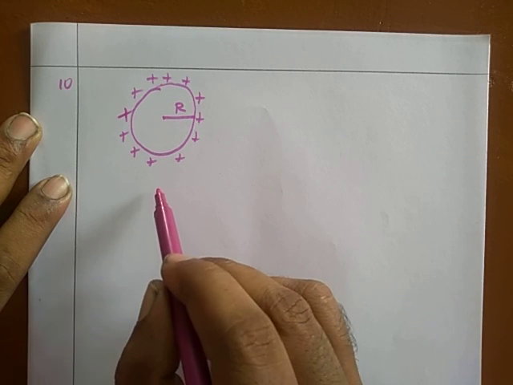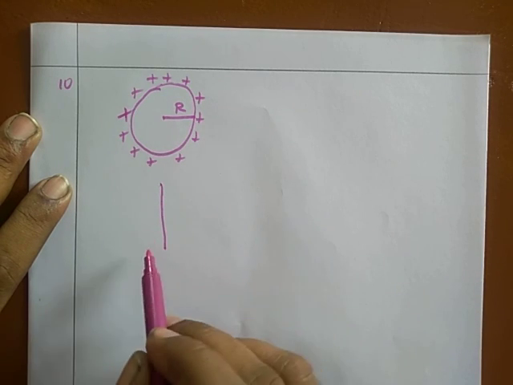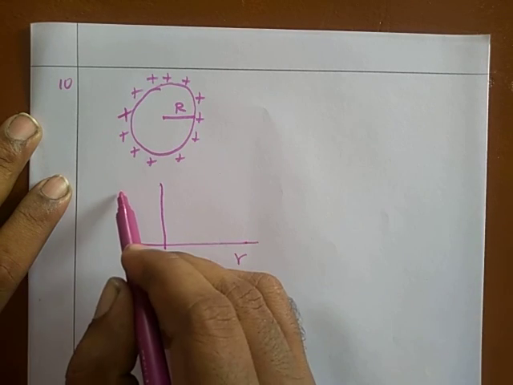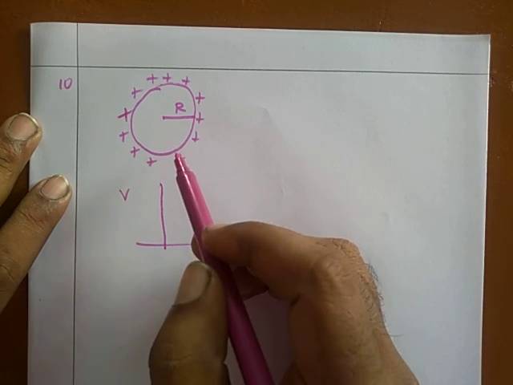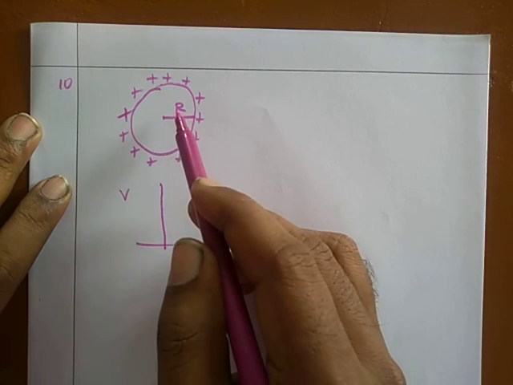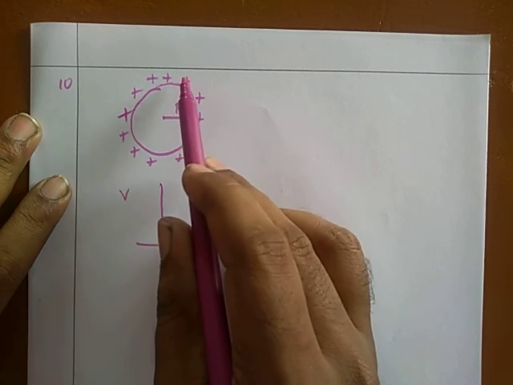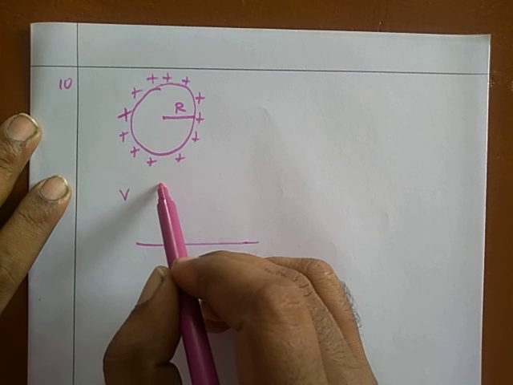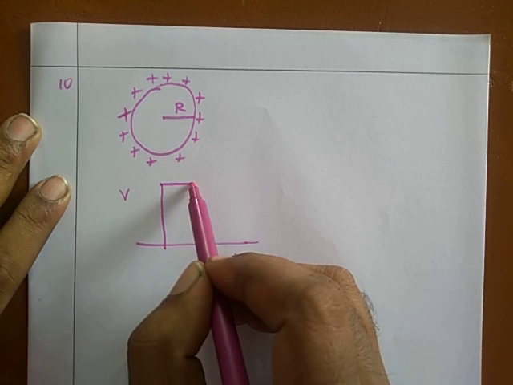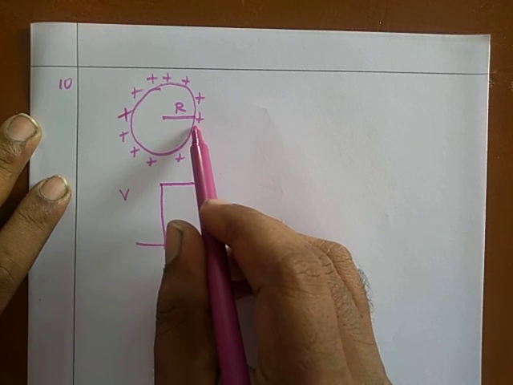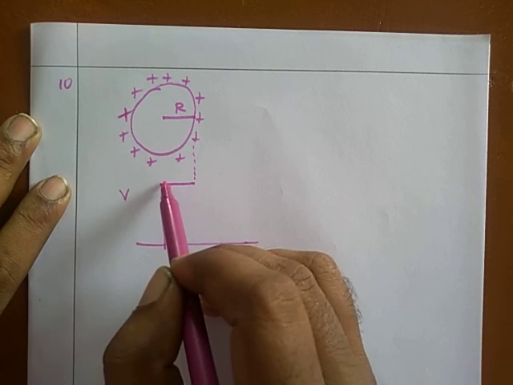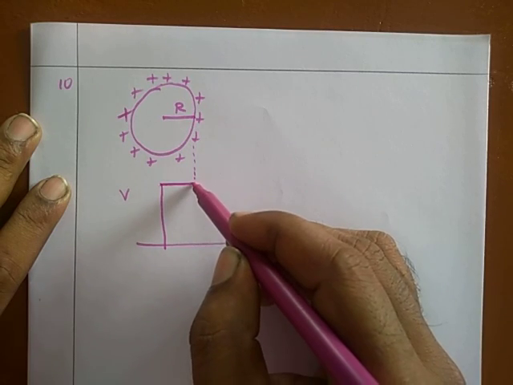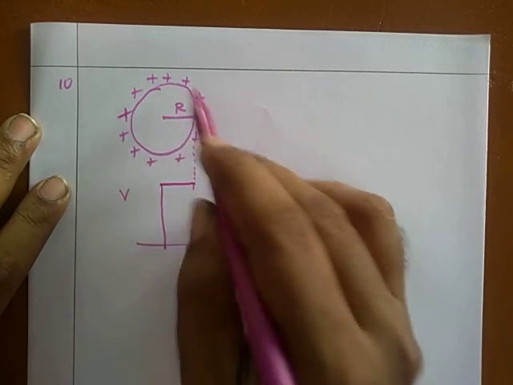For this case, I draw a graph. The graph is between the distance and the potential. I already told you the potential inside the shell will be same as on the surface. So if distance increases, the potential will be same. It will be maintained up to the radius r. After that it will decrease, because it is considered as a point charge.